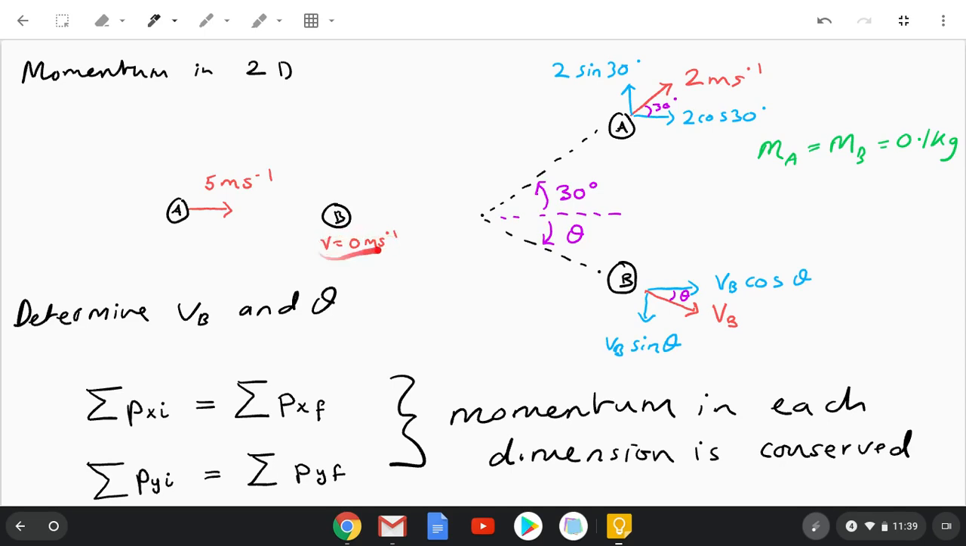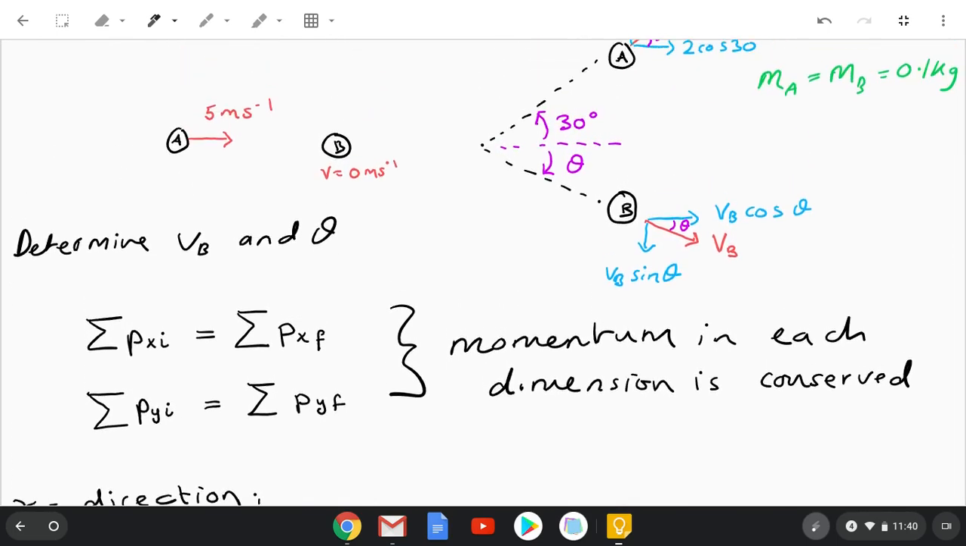I've added that object B initially. This is the initial scenario before the collision. The velocity of B is 0. Velocity of A is 5 meters per second. Velocity of A after the collision is 2 meters per second. Velocity of B is unknown. The angle from the horizontal of the velocity of object A is 30 degrees, and the angle relative to the horizontal for object B is theta.